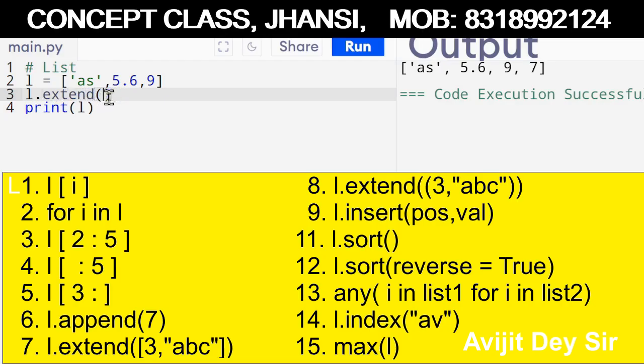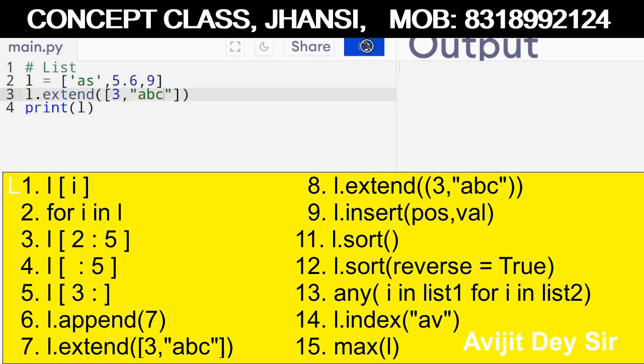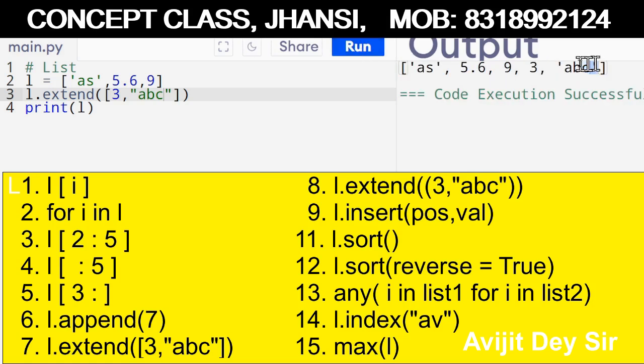Extend. It will add another list, say 3, comma, anything, say ABC. Extend function: using the extend function, the elements of the list that it is given will get added over here, and it will give a new list. So you see 3 and this.